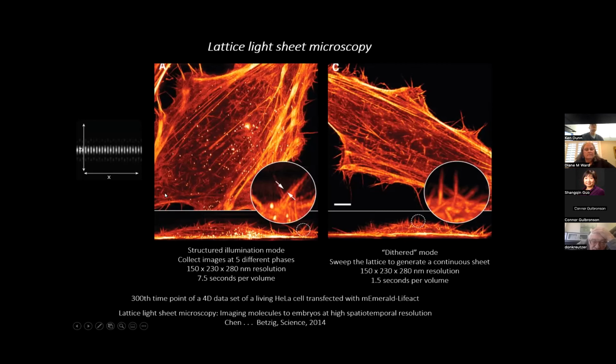Stepping back. Structured illumination mode: you take this pattern right here and you project it through the sample, but at 5 different phases. So it's being advanced. You collect 5 images, you get a super resolution image out of it. Alternatively, you take this thing and you just mush it up. You scan it laterally. It's called dithering. I discovered that's what dithering means. You do it so rapidly that you're effectively making a 2D sheet that's very thin, and you collect images much more rapidly, but the resolution is not quite as high. This is wrong right there, because I'm saying it's the same resolution, so ignore that. I'll correct it. But you collect images much more, and in fact, I've got it backwards. So, it's 1.5 seconds per volume, that's correct.